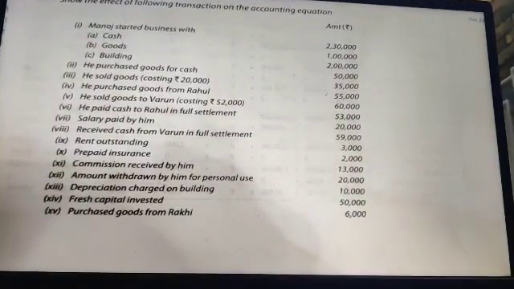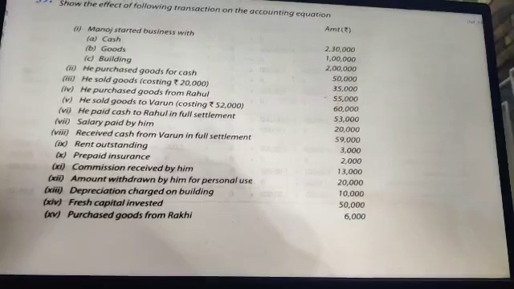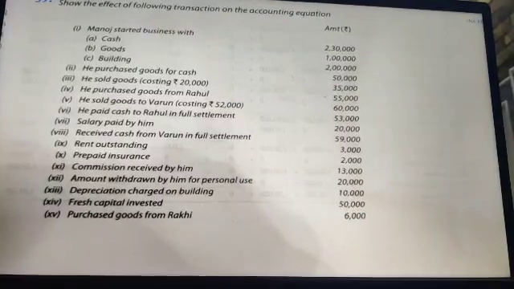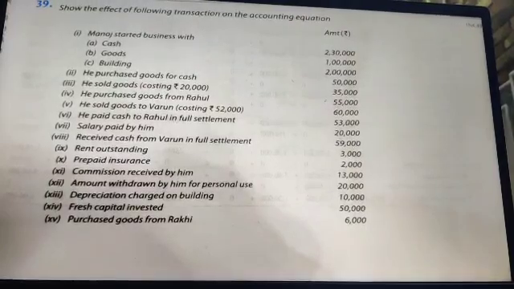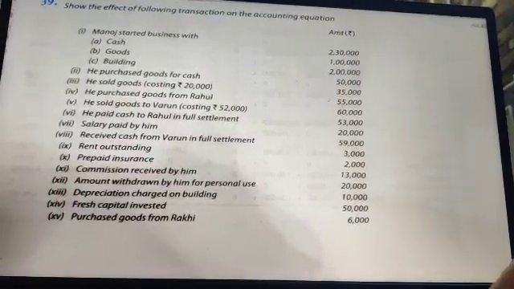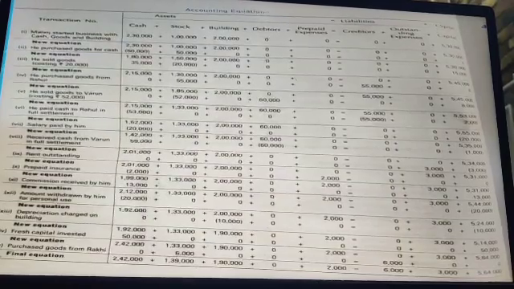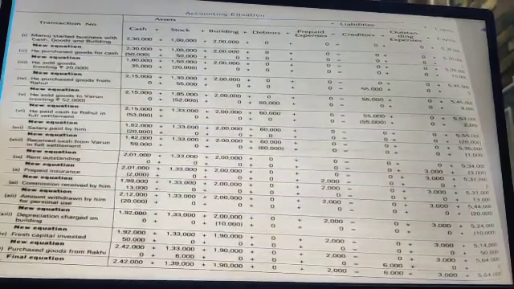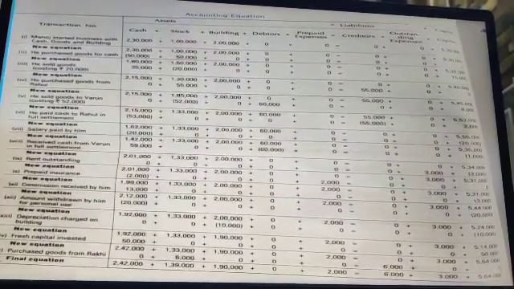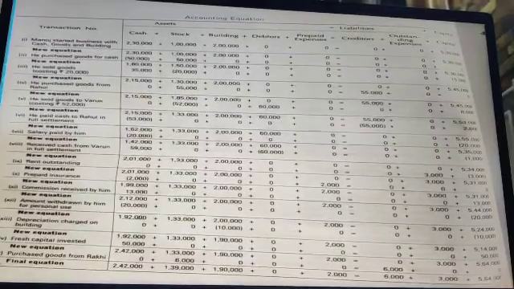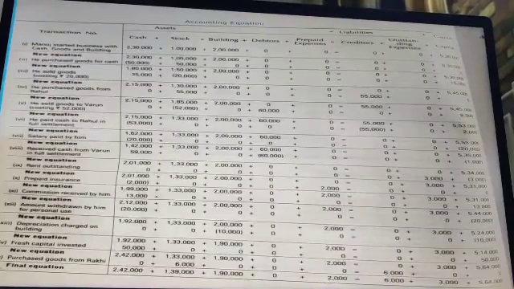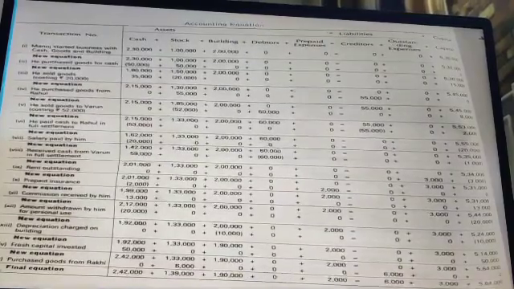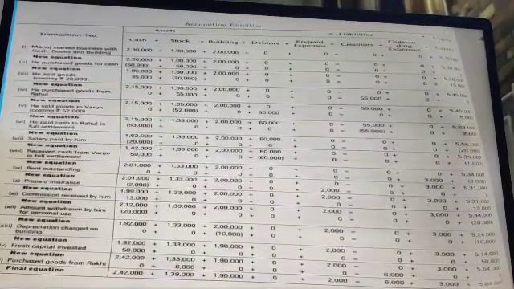The whole question says Manoj starts business with cash, goods and building. Cash is rupees 2,30,000, goods rupees 1 lakh, and building rupees 2 lakh. As you can see, cash 2,30,000, stock 1 lakh, building 2 lakh. However, the whole amount is added under your capital, that is 5,30,000.